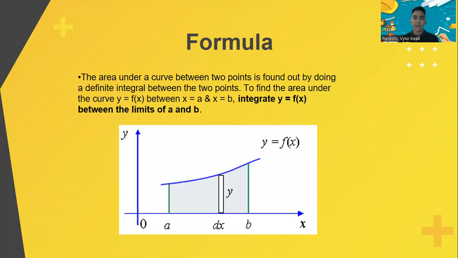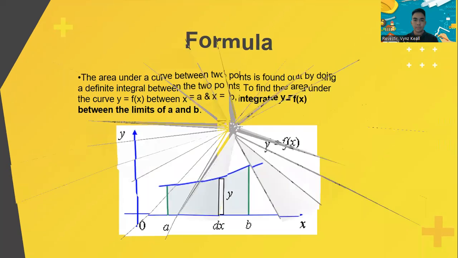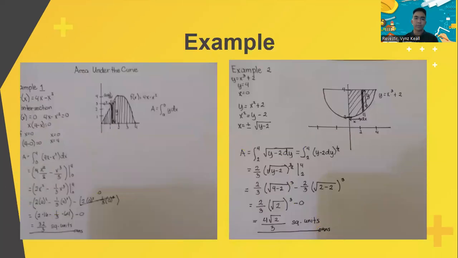So the formula to find the area under the curve is that the area under the curve between 2 points is found out by doing definite integral between 2 points. To find the area under the curve y equals f of x between x equals a and x equals b, we are going to integrate y equals f of x between the limits of a and b. Under the formula, there is a graph, and we're going to use this as an example for later in solving the problems. So we're going to solve two example problems.